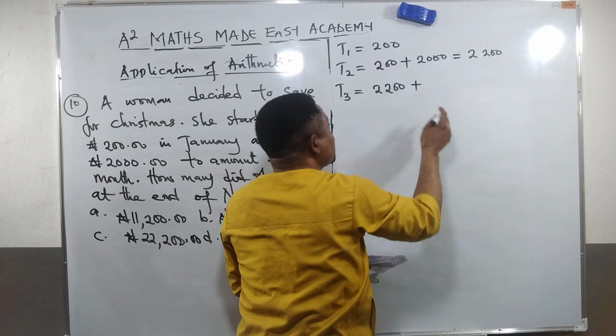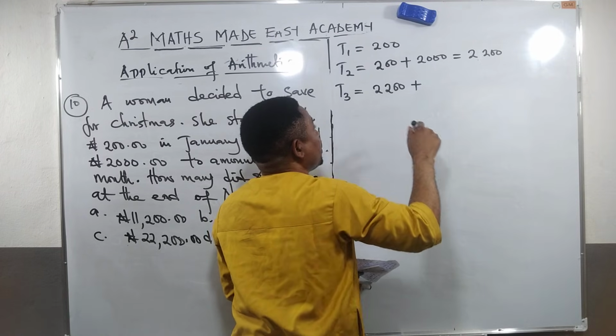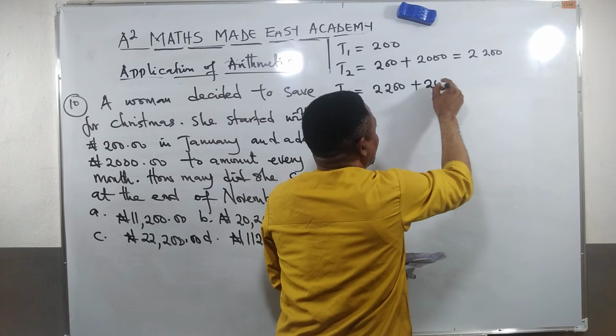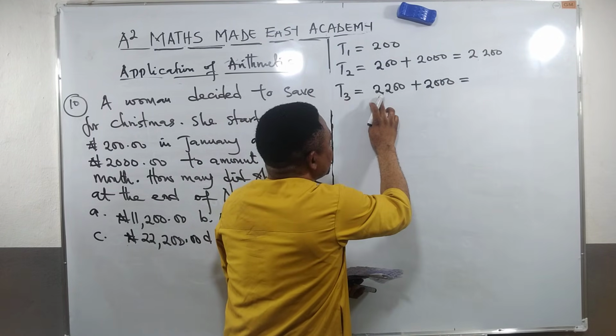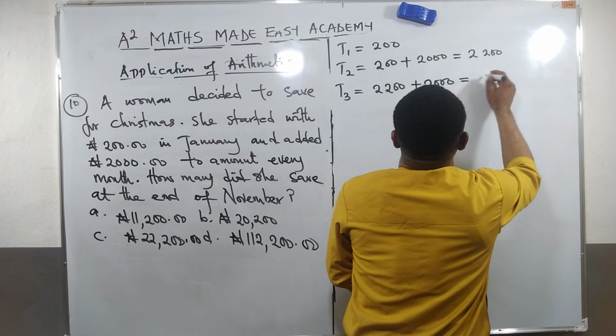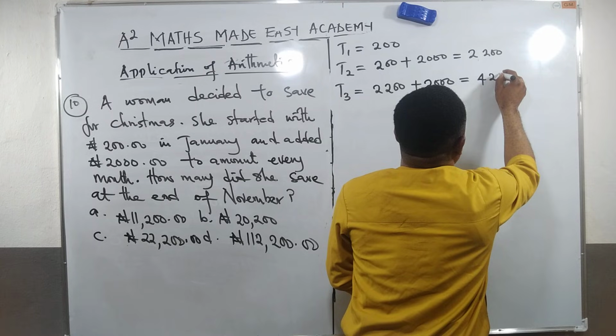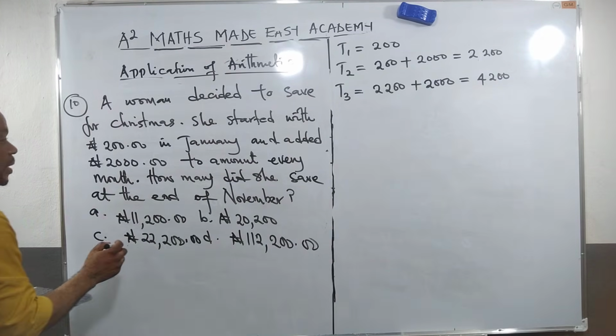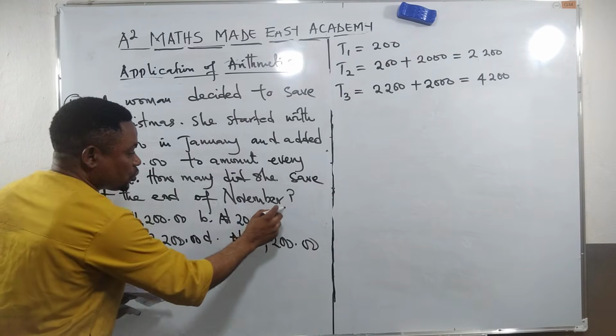Plus the amount that she added, because every month there's an increase of 2,000 naira. I will still add 2,000 naira. 2,200 plus 2,000 will give us 4,200. Now she continues like that until it gets to which month?